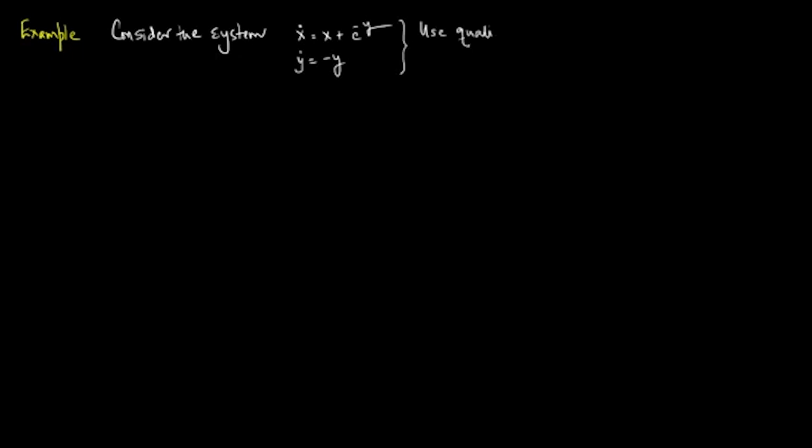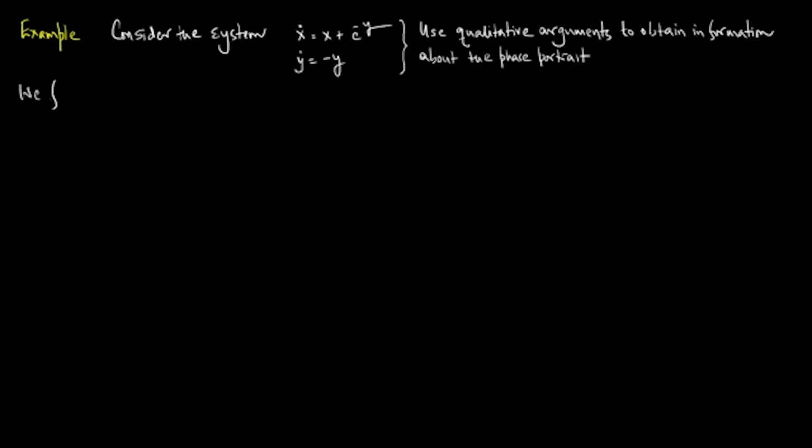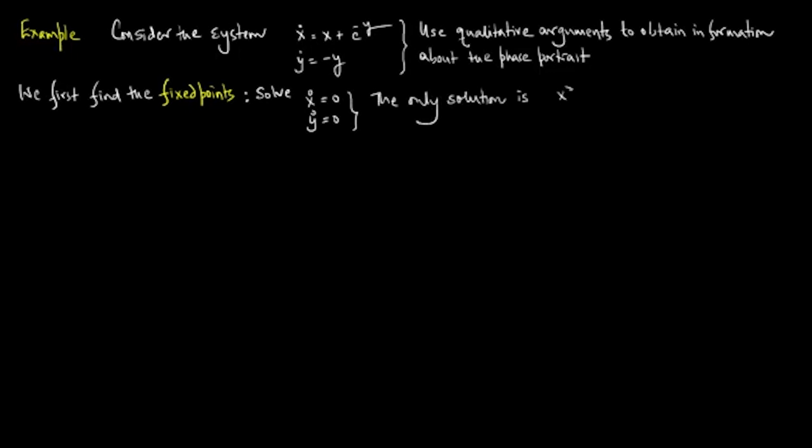So now we use qualitative arguments to obtain information about the phase portrait. So we first find the fixed points. So we solve x dot and y dot is equal to 0, and the only solution is x star, y star is equal to minus 1, 0.